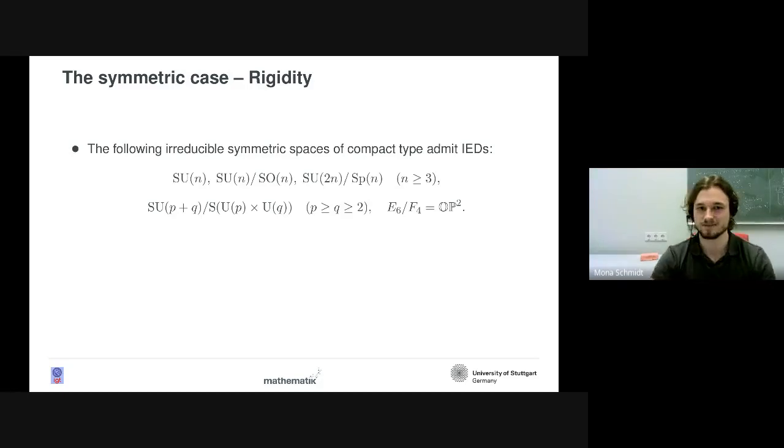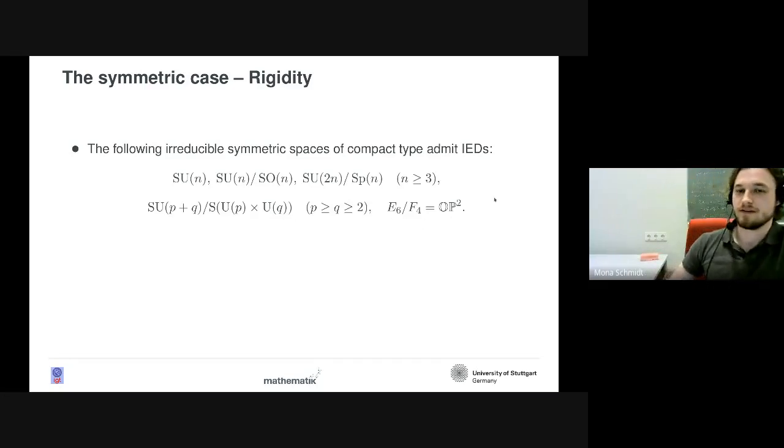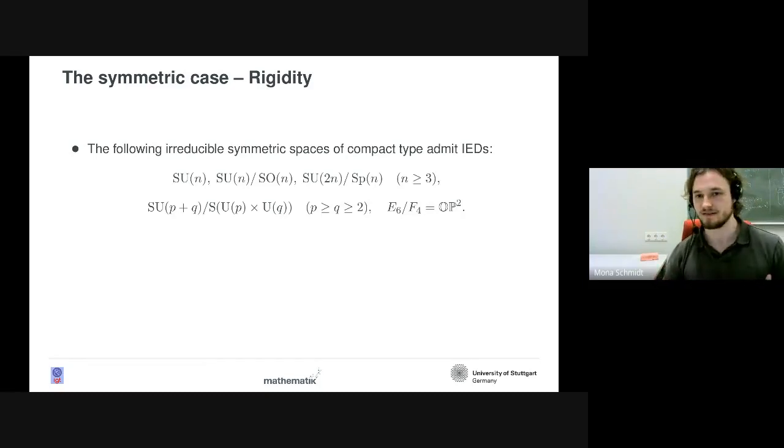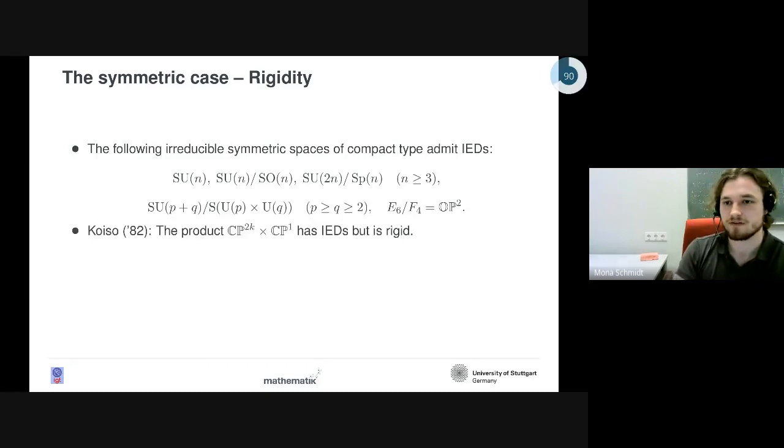So we have 4 families. We have the SU(n), these 2 quotients of SU(n), the complex Grassmannians, and the Cayley plane. And now the question, which I've asked before but you can ask again, is: do these integrate into Einstein deformations? So are these integrable or not?